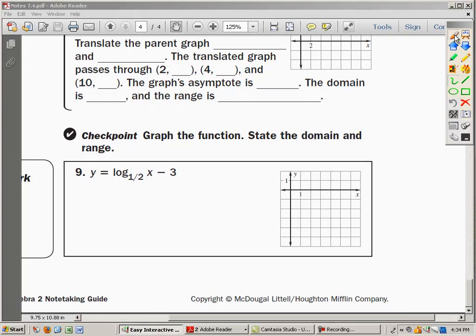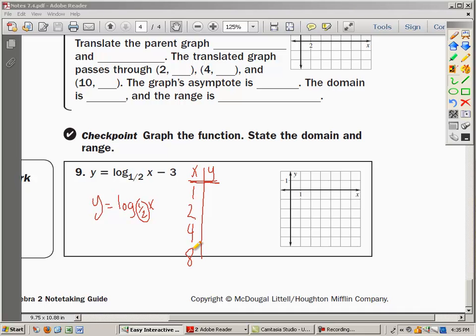So we want to first think about the parent graph, y equals log base 1/2 of x. All right, and so to graph the original function, again, because this base is 1/2, this is going to be the inverse of an exponential decay graph, but I'm going to get a couple of values here for my x and my y. We want to choose numbers that have powers that are related to 1/2, so numbers like 1, 2, 4, and 8, things like that.